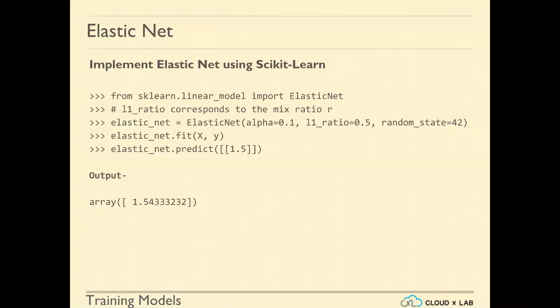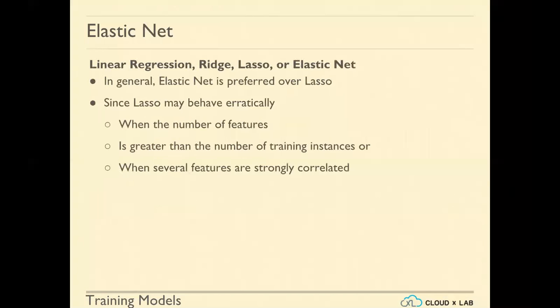A question from Kamal: number of features is greater than number of training instances. Can that ever be? My understanding was that the latter should be manifold greater than the former. So yes, that's a very, very rare case. And in that rare case, lasso might behave erratically.